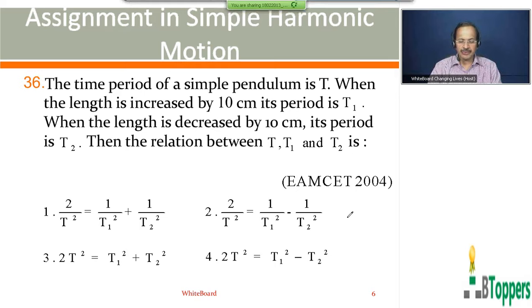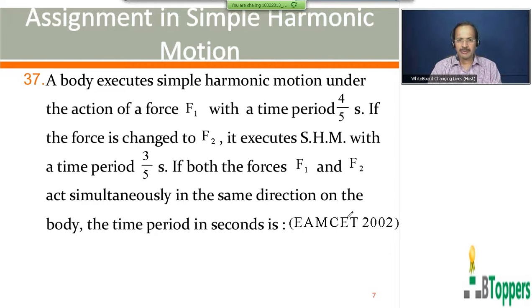So I am going to show you the next question on screen. See the question number 37. A body executes simple harmonic motion under the action of a force F1 at a period 4 by 5 seconds. The force is changed to F2. It executes simple harmonic motion with the time period 3 by 5 seconds. Both the forces F1 and F2 act simultaneously in the same direction. On the body, the time period in seconds is.